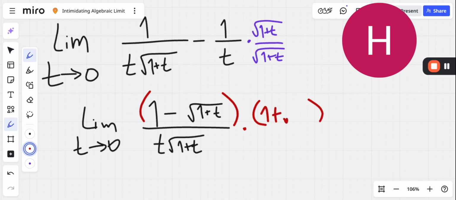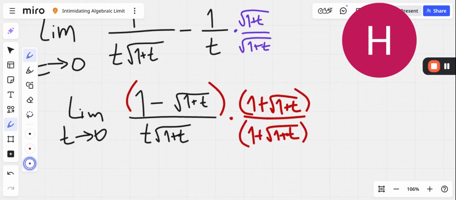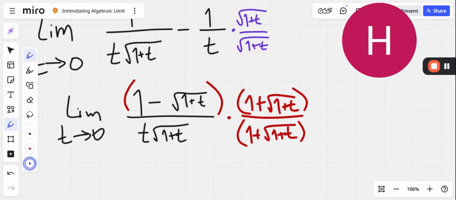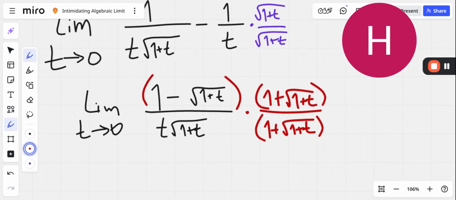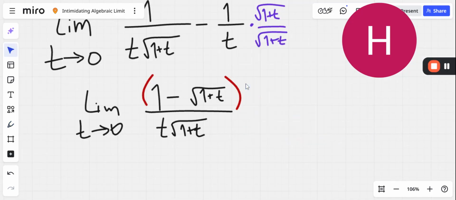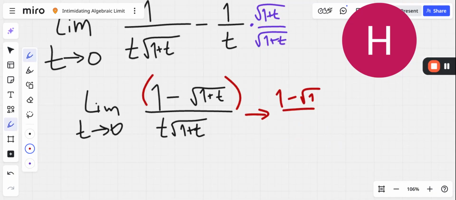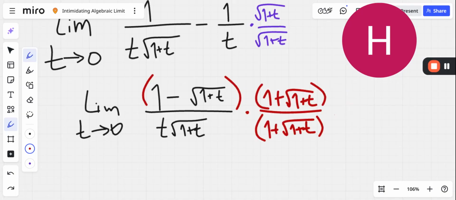So that would be 1 plus the square root of 1 plus t over 1 plus the square root of 1 plus t. Don't worry about working this out in the denominator. That's not really where we're interested in all the magic happening. And why do we know we have to do this? Because if we try to plug in 0, let's kind of eliminate all that for now, of course this is just going to go to 1 minus the square root of 1 over 0, 0 over 0. That's indeterminate, so we definitely need to fix that. That's why we're multiplying by all this.